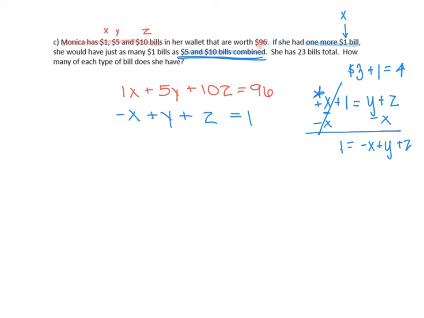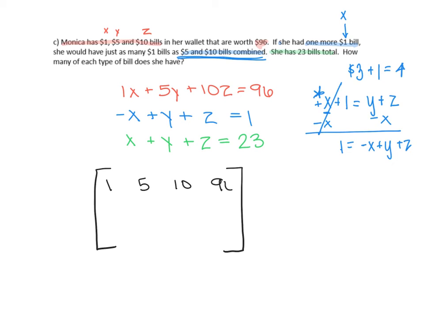Last sentence. She has 23 bills total. So we have 3 types. We have 1s, 5s, and 10s, which we're representing using X's, Y's, and Z's. And the total is 23. Again, on the quiz, you're going to write this out into a matrix on your paper. So hopefully you would tell me 1, 5, 10, 96, negative 1, 1, 1, 1, 1, 1, 1, and 23.